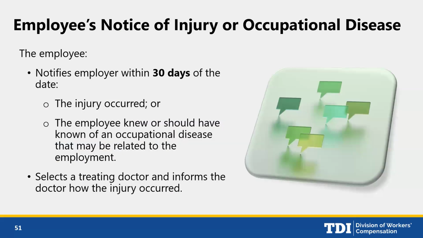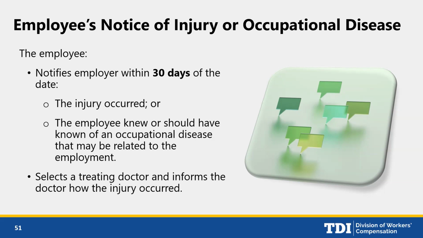So let's talk about the employee first, or the claimant. The employee notifies the employer after an injury or an occupational disease or any type of injury to themselves within 30 days of the date or sooner. Hopefully, you're training your employees to report that as soon as it happens. So they have to submit it to you, the employer, within 30 days of when the injury occurred, or say they have an occupational disease.